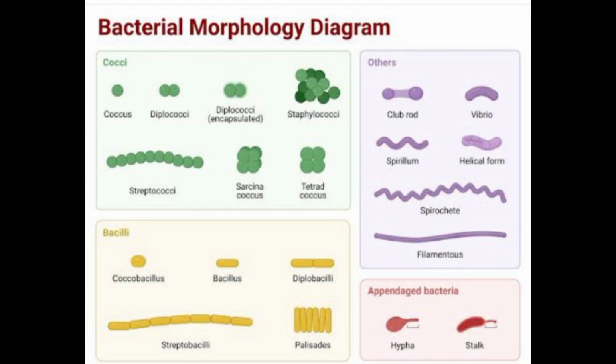Impregnation method. Bacterial cells and structures that are too thin to be seen under a light microscope are thickened by impregnation of silver on the surface to make them visible. Example: demonstration of bacterial flagella and spirochetes.